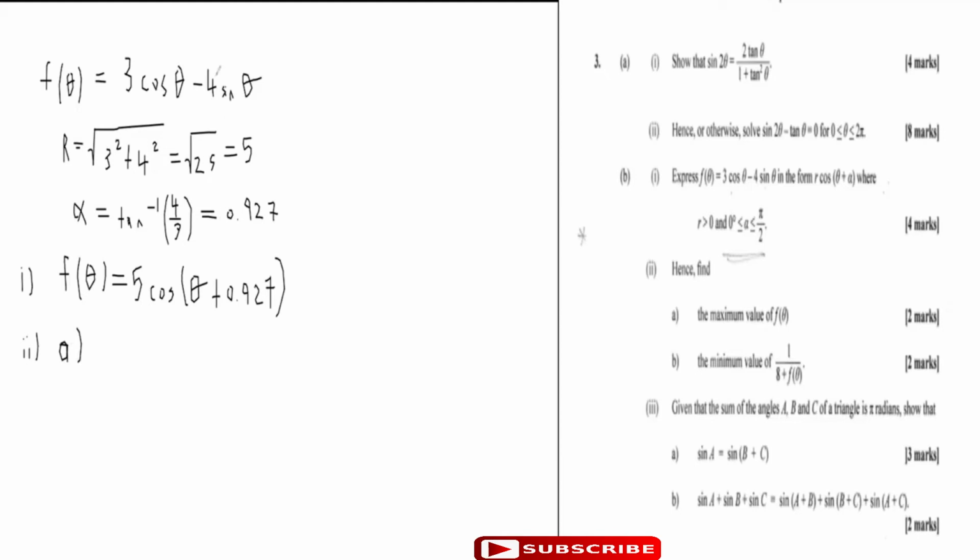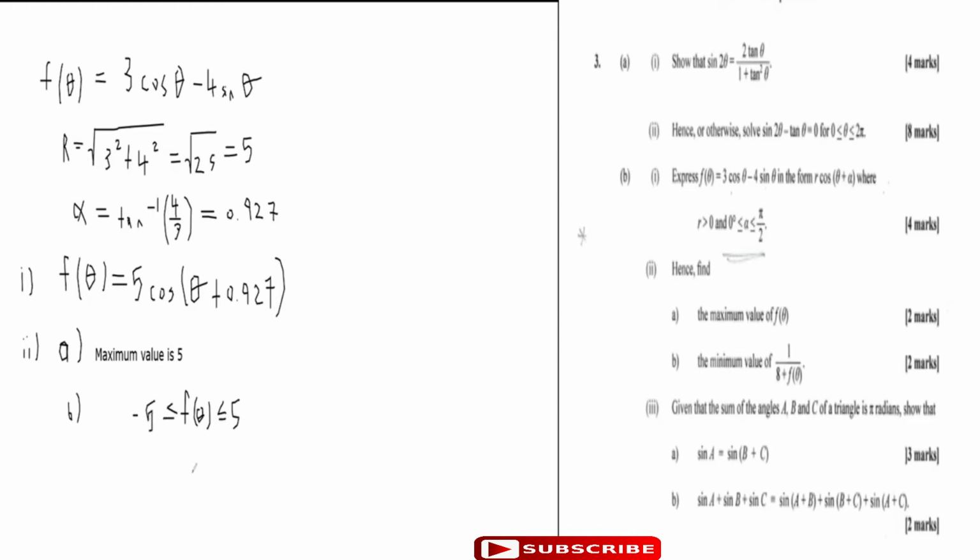Now the maximum value of f of theta is 5. The maximum value of a cosine function is the amplitude, and the amplitude is 5. Now they say find the minimum value of 1 over 8 plus f of theta. For the second part, look what we're going to start with. What I wanted to start with is to say that the function f of theta is always going to be bounded between 5 and minus 5.